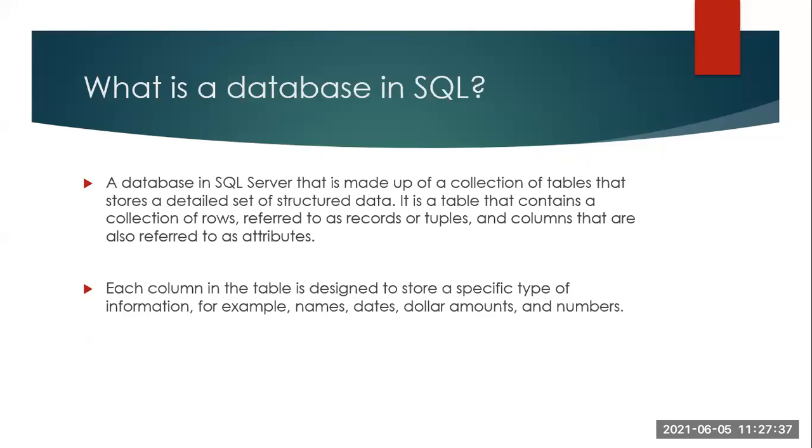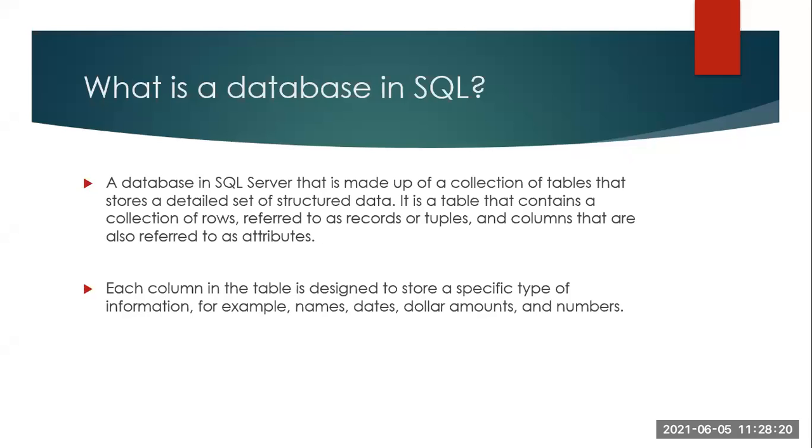Okay. Then what is a database? That also I have done, so just have a glance. A database in SQL Server is made up of a collection of tables, and a number of tables will be there. That stores a detailed set of structured data. A table contains a collection of rows referred to as records or tuples. Because the table is going to have columns and rows, rows are called records, or you can call them tuples here. And columns are called attributes. Attributes means properties of a table. So records equal tuples.